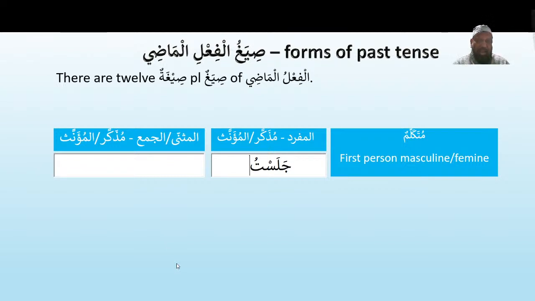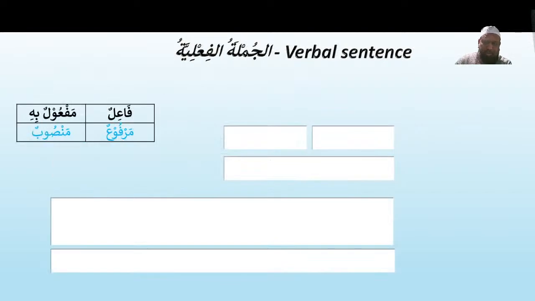Next, al-muthanna and jama, mudhakkar and muannas. We use one sigha for all muthanna or jama, mudhakkar and muannas. So here we need to add the na al-fa'ilin. Jalas, na al-fa'ilin, jalasna. So jalastu and jalasna. So let's very quickly go back.